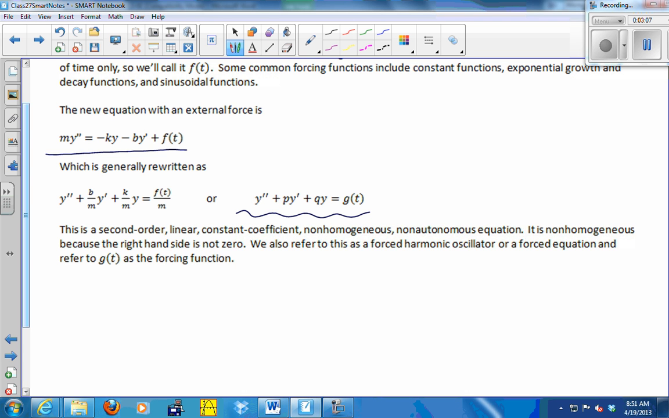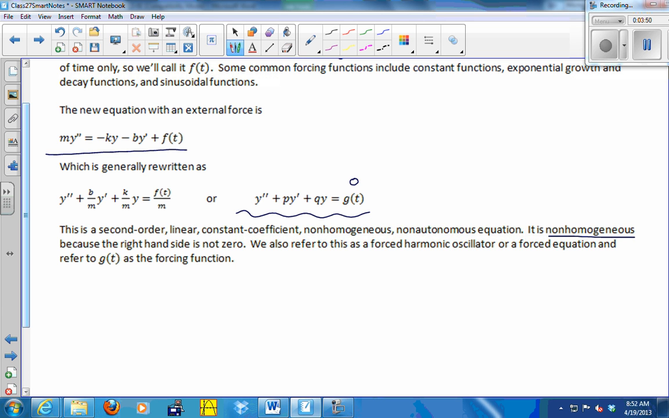So we say it's a second order, linear, constant coefficient, non-homogeneous, non-autonomous equation. The non-homogeneous part is the important part of why this is different from other second order equations we've solved so far. Everything we've solved so far has been equal to 0. We've had y double prime plus p y prime plus q y equals 0. That we can solve, we've done it many times. But now we have something other than 0 on the right-hand side. That's what makes it non-homogeneous.